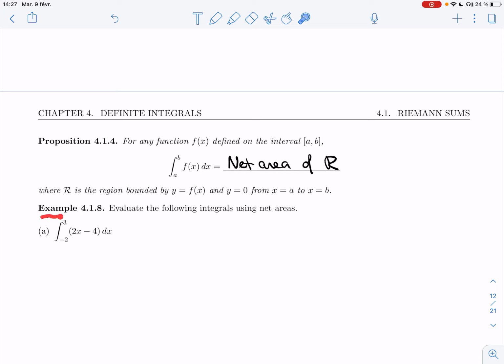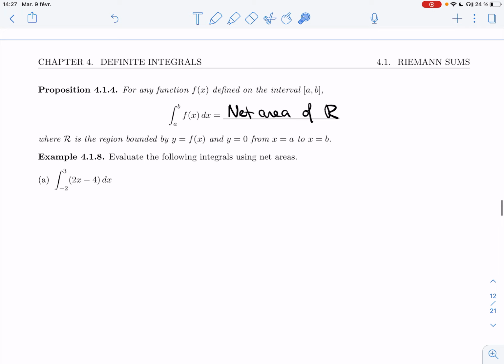Right, so in example 4.1.8, we will evaluate the following integrals using net area. Right, so using R plus and R minus in all of this. So to do this, we'll have to sketch the region. So let's see, what do we have? So we want from minus 2 to 3. So minus 1, minus 2, 1, 2, and 3.